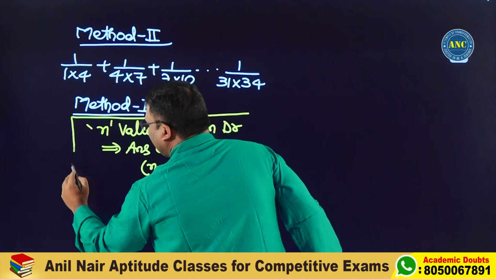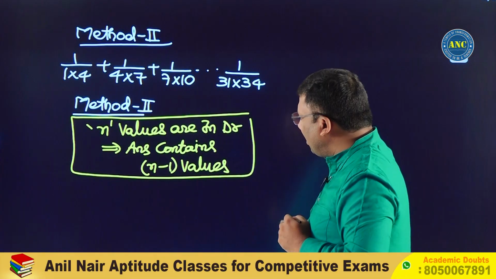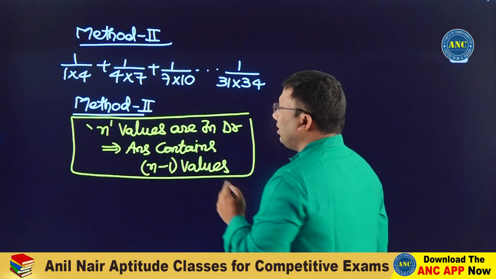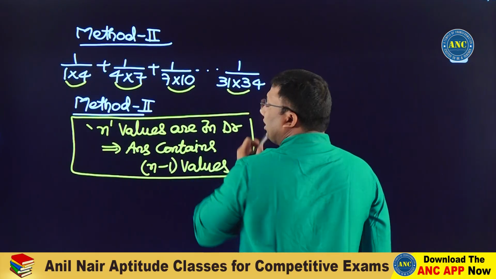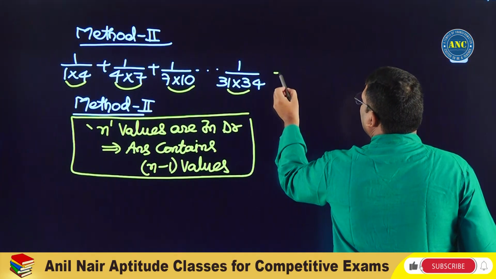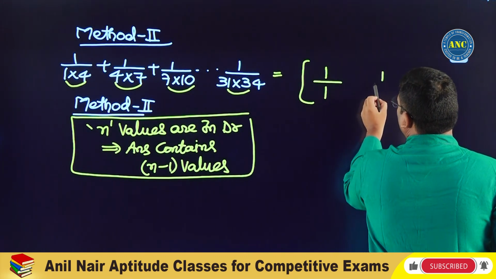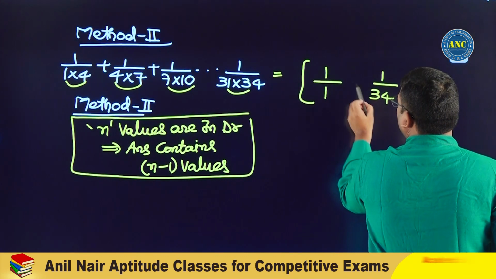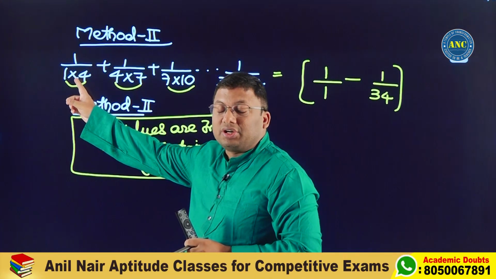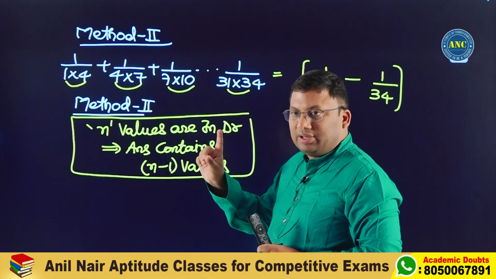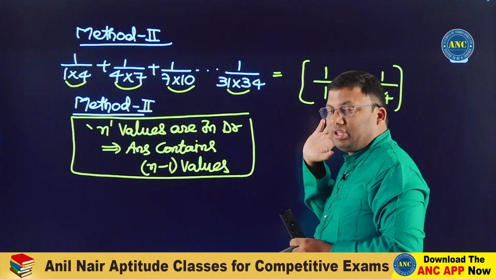Thumb rule. Please write down, sir. If n values are in denominator, answer contains n minus 1 values. How many values are there? 2 values are there in denominator. That means answer contains only 1 value. Please take the first value. Please take the last value. Put a minus sign. If there are 3 values, take the first 2 values, take the last 2 values. If there are 4 values, take the first 3 values, take the last 3 values.